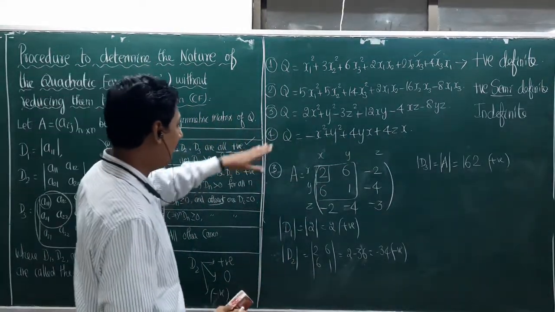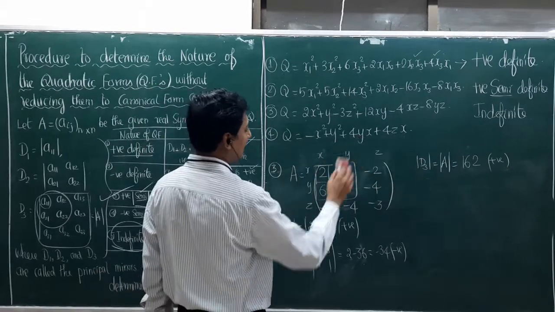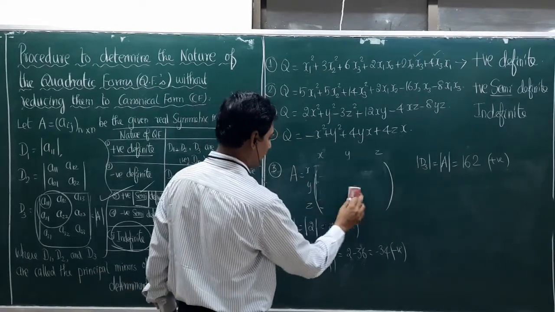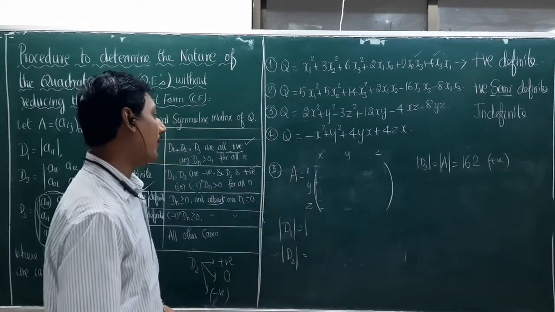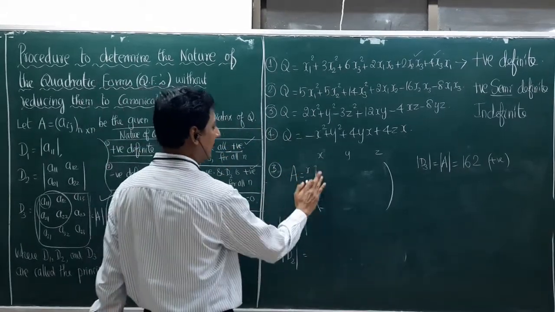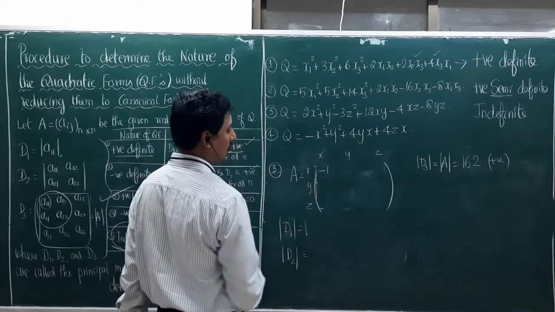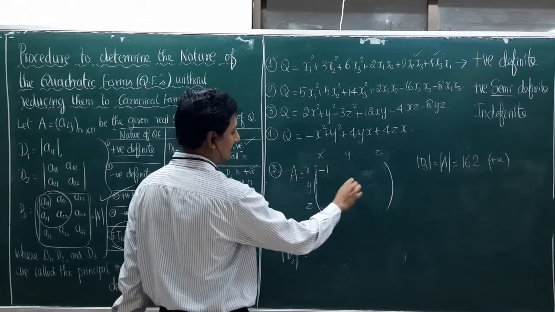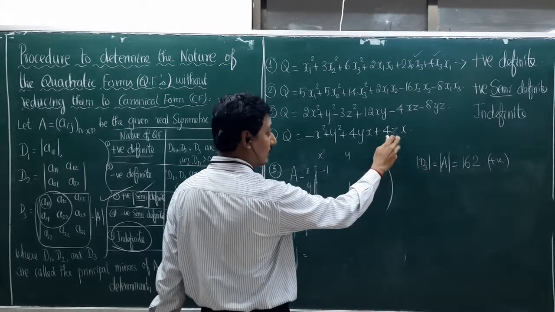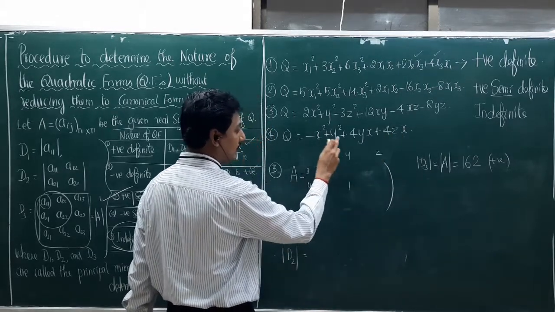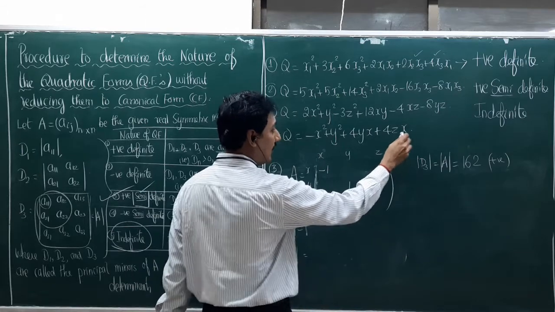And so the last one, the fourth one, once again the variable sets are x, y, z. So let us find out the real symmetric matrix of the given quadratic form Q. Minus 1 is the coefficient of x square and plus 1 for the coefficient of y square. And z x. So this is in terms of three variables x, y, z. So there are three variables.